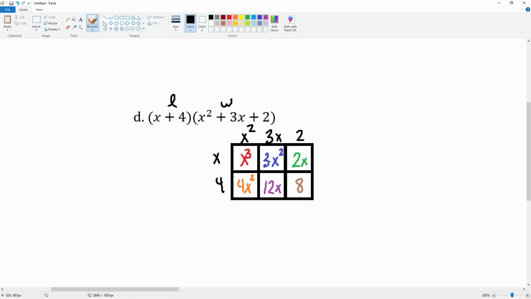Let's see if anything are like terms. Yep, right here. 4x squared and 3x squared becomes 7x squared. And then we have 2x and 12x, that becomes 14x. Then we have an x to the power 3. Let's put that in front because that is the highest degree. And then let's put the 8 last because that is the constant. So there you go. That is the polynomial x cubed plus 7x squared plus 14x plus 8. That is the polynomial in standard form once you multiply using the area model.